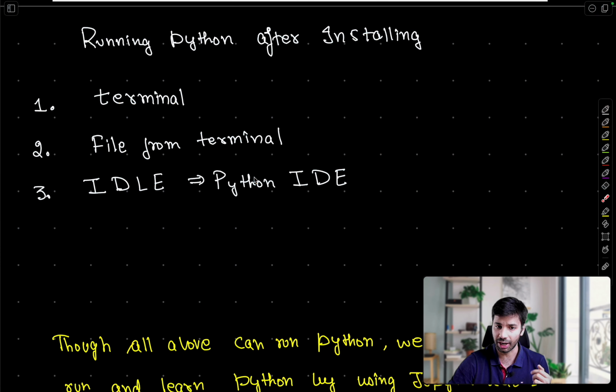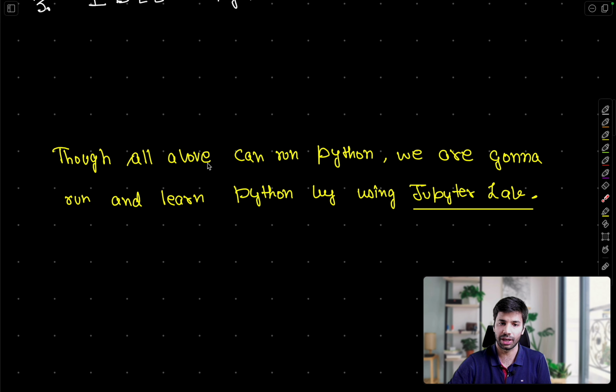Now this is what I've even covered in my notes as well. Terminal, file from terminal, the hello Python file which we created, the .py file, and IDLE, the Python IDE which Python by default provides. Now there's an initial problem which I feel many people face, because they write code directly on VS Code or somewhere, but they are very late to get feedback, as they run their file completely. So in light of the same, though all of the above can run Python, we're going to learn and run our Python initially in Jupyter Lab.